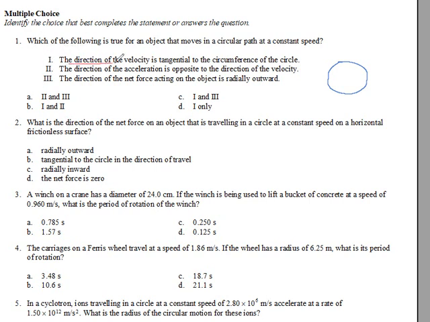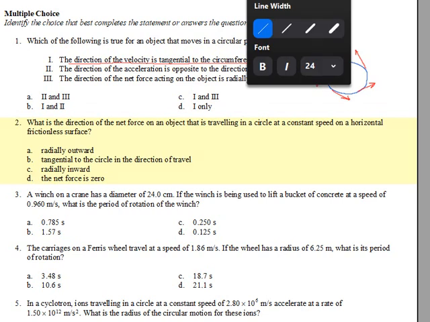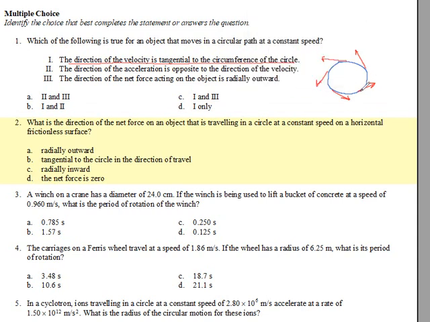The direction of the velocity is tangential to the circumference of the circle, meaning it's a tangent to the circle. That means the velocities look like that, and like that, and like that. This is true. Anytime you're going around a circle, the direction that you're going at any point on the circle is in line. Oop, I have to not use that. It gives annoying colors.